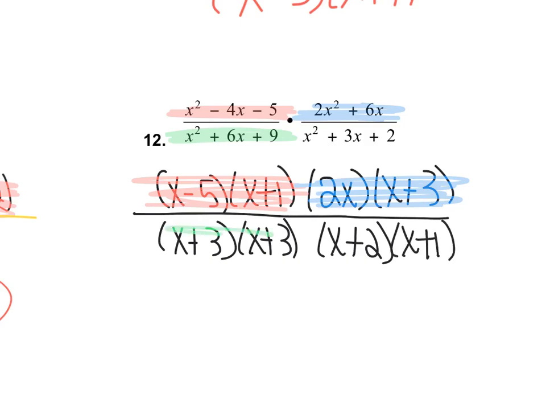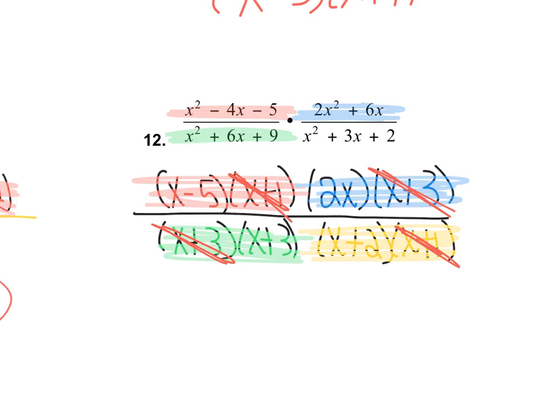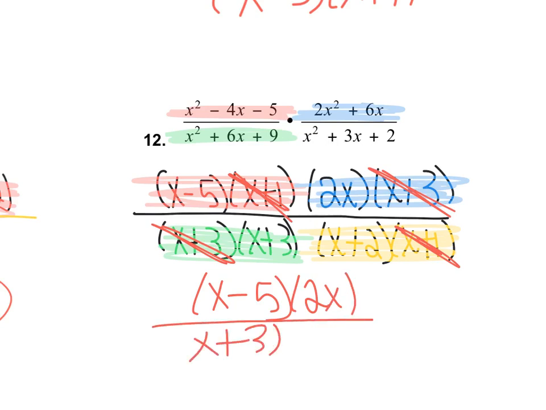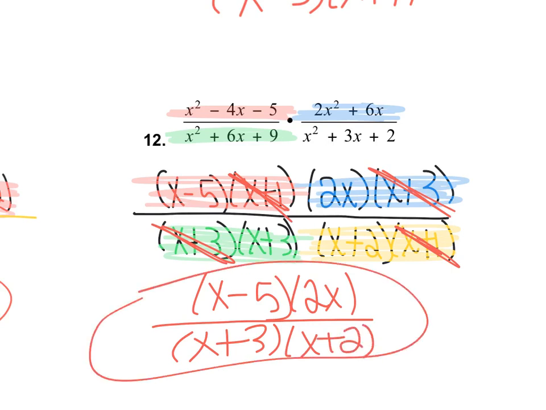So we kind of color code where each of these factors came from, and then we can cross out things that they have in common. So we have an x plus 3 here and an x plus 3 here, an x plus 1 and an x plus 1, and we're left with just x minus 5 and 2x. And we have x plus 3 and x plus 2. And that's as simple as we can get it. Probably should have highlighted here.